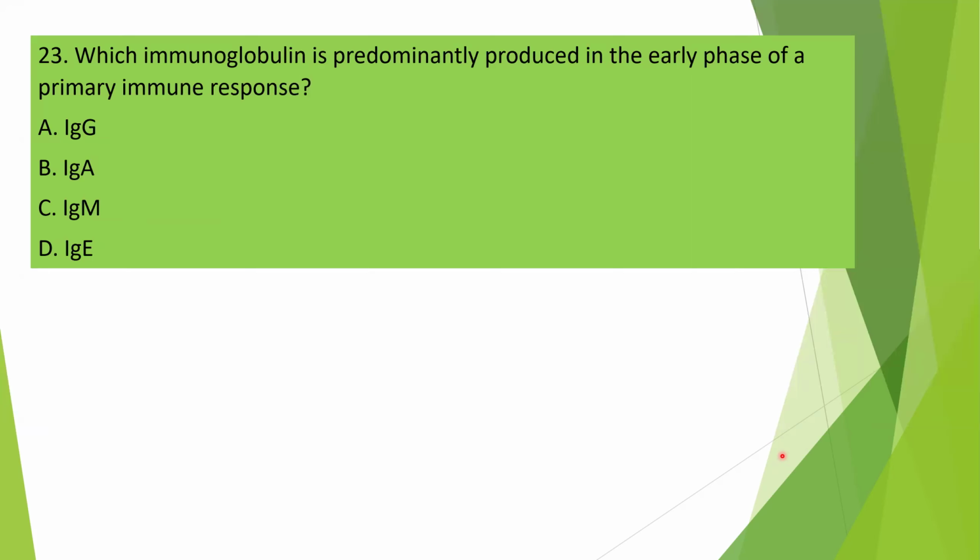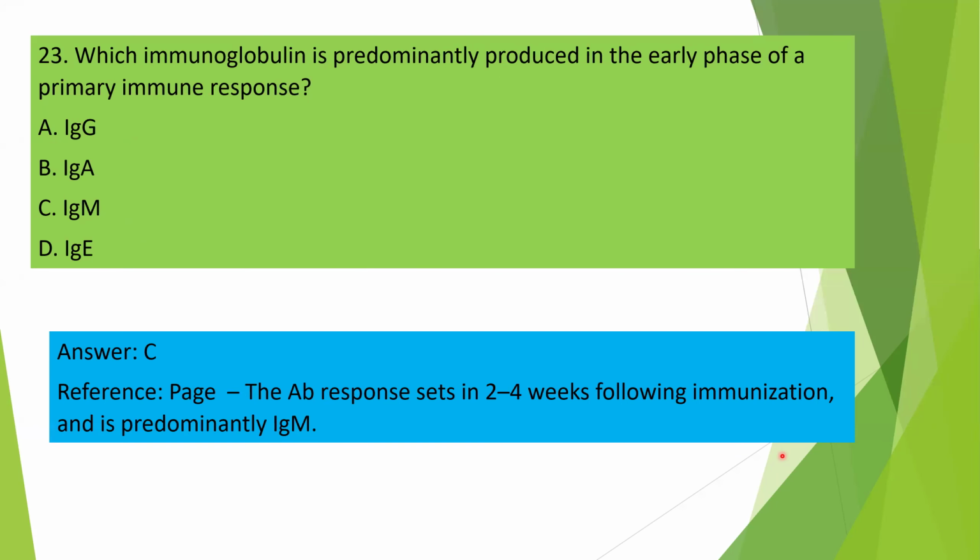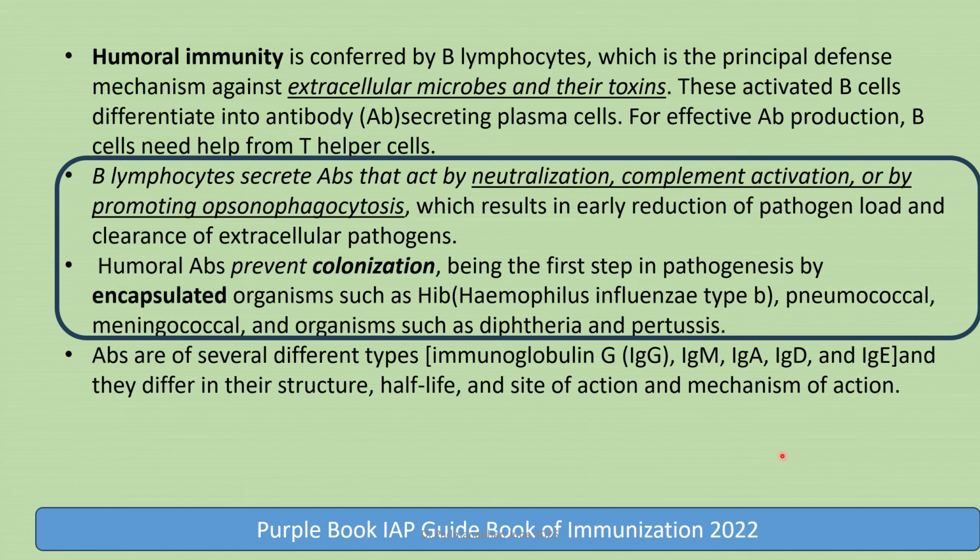Can you read the next question? Which immunoglobulin is predominantly produced in the early phase of a primary immune response? IgM. Okay. The antibody response sets in 2 to 4 weeks following immunization and is predominantly IgM.